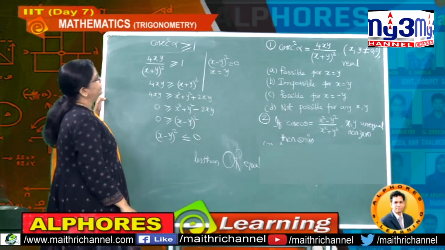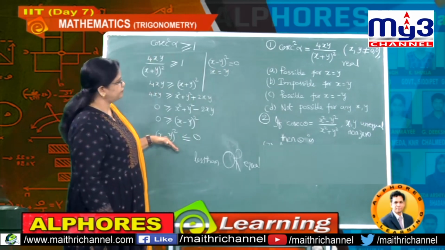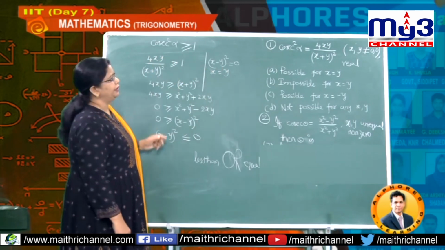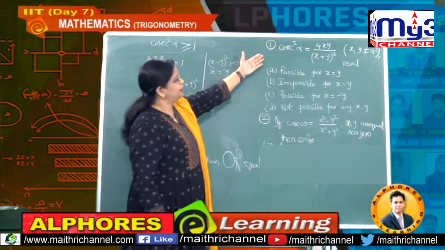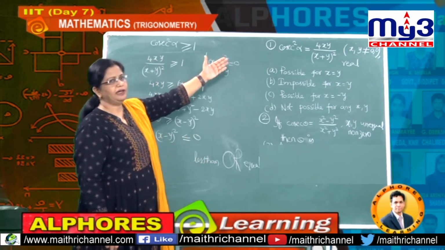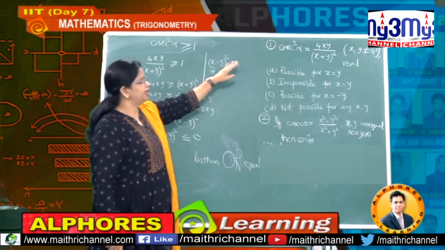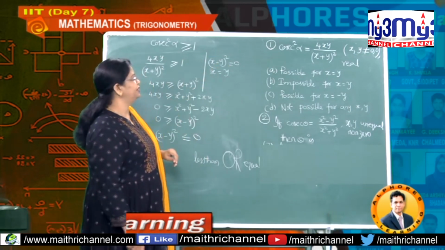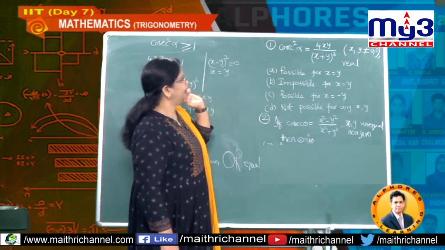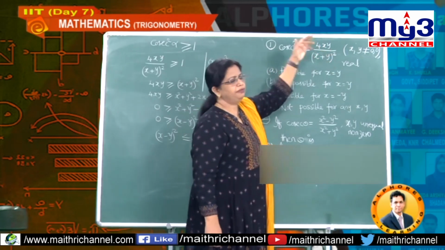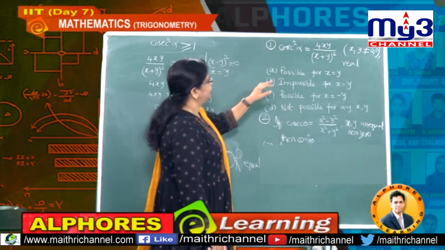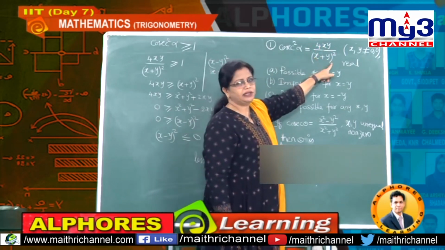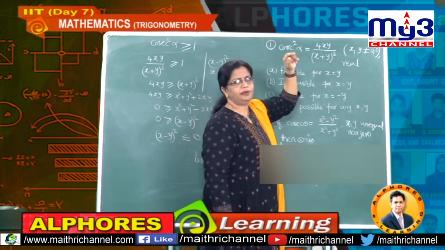Implies x equals y. So whenever you get this kind of value, it is possible only for x equal to y, and they didn't mention that x and y are unequal values. They did not mention that x and y must be distinct, so you can make use of this value. Let us substitute x equal to y. Then what is the numerator? The numerator you will get is 4x square, and the denominator is x plus x, that is (2x) whole square, 4x square.